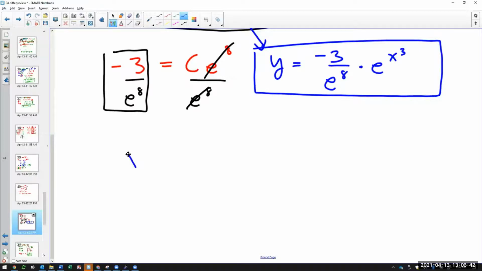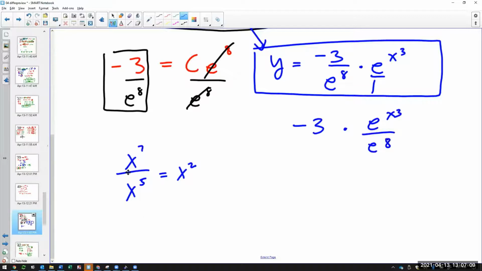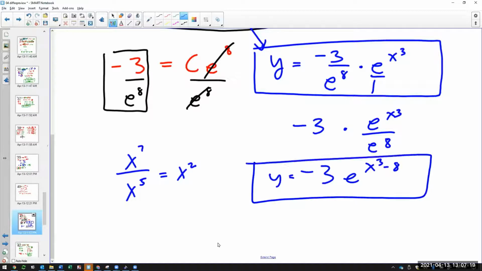Why? Because if you had x to the 7 over x to the 5th, what is the answer to that really if you simplify it? X squared. What did you do with the 7 and the 5? Subtract. Okay, so do you see that this is really over 1, right? So I could move the e to the 8 over here. So this is negative 3 times e to the x third over e to the 8. So using this same principle, what is this fraction really? E to the x third minus 8. And that is a simplified answer. Okay, and that's probably what my MyMathLab wants.